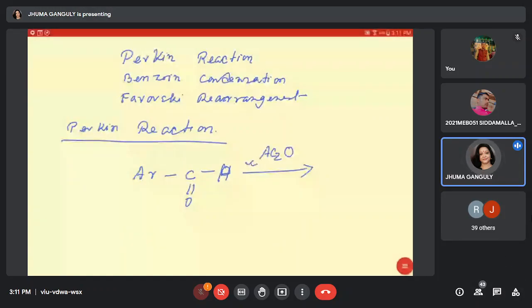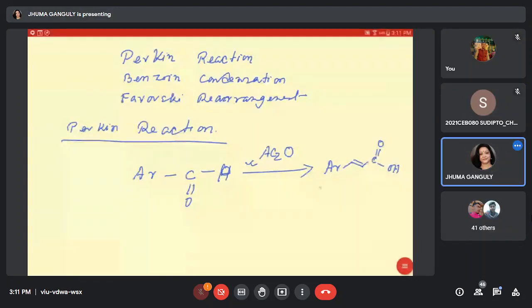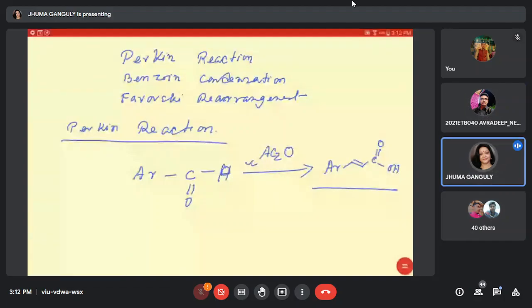What is the name of the reagent? Acetic anhydride. What is the product? What is the product name? Alpha beta unsaturated acid, an aromatic acid, because we started with the aromatic.